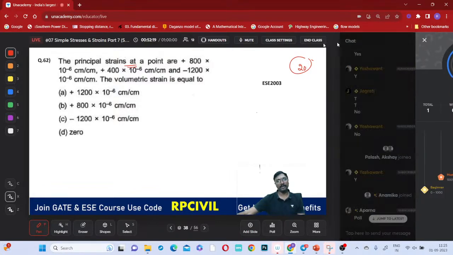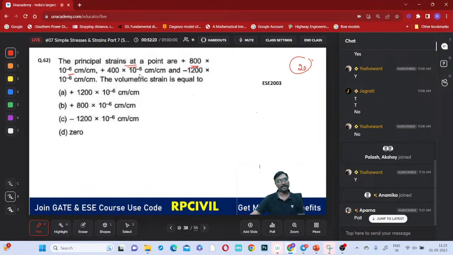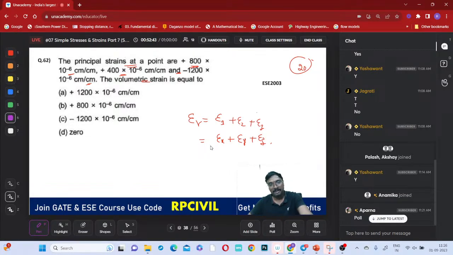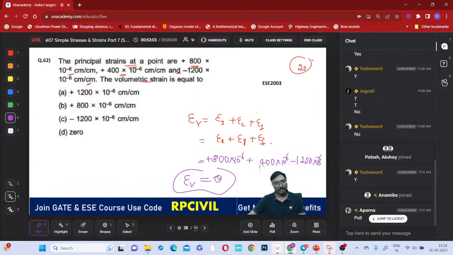The principal strains at a point are 800 × 10^-6 cm/cm, plus 400, minus 1200 × 10^-6. Then the volumetric strain is equal to what? Volumetric strain is epsilon 1 plus epsilon 2 plus epsilon 3, or epsilon x plus epsilon y plus epsilon z. That is plus 800 × 10^-6, plus 400 × 10^-6, minus 1200 × 10^-6. What is the net value? It comes to 0. The volumetric strain will be 0, right? Option D will be the correct answer. Got it?